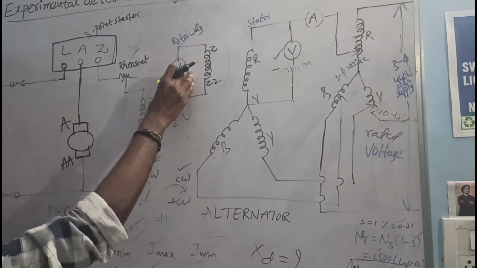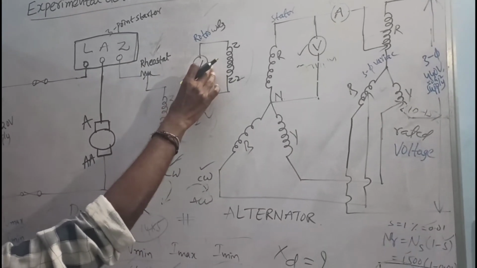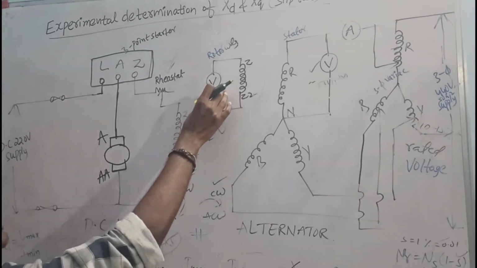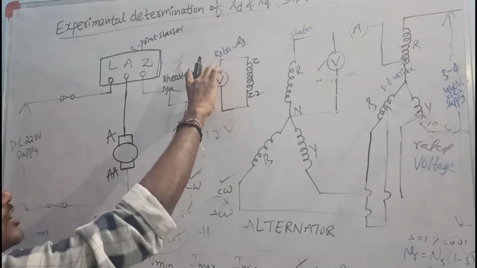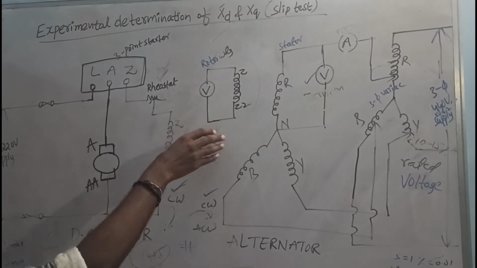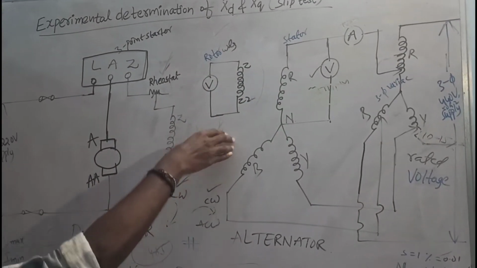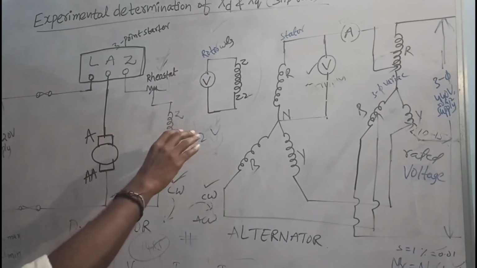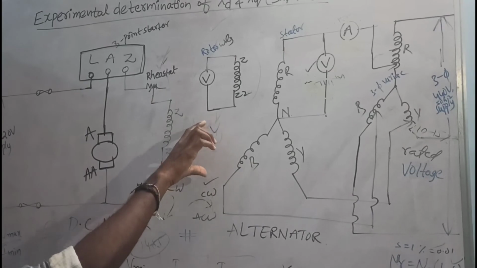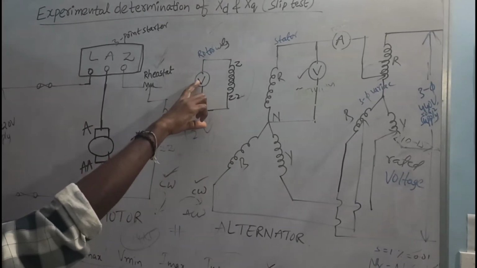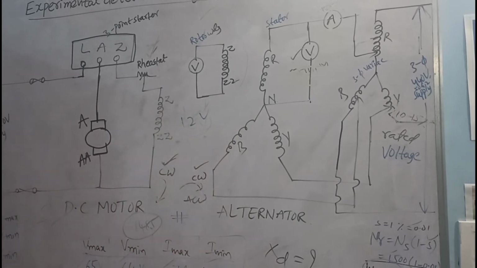What is the use of this? Observe that without applying any excitation to the rotor, some EMF will be induced. By using a multimeter, you get approximately 12 volts. What is the meaning of this? In the two reactance theory concept, the rotor winding is aligned with the D axis, and you get these 12 volts.